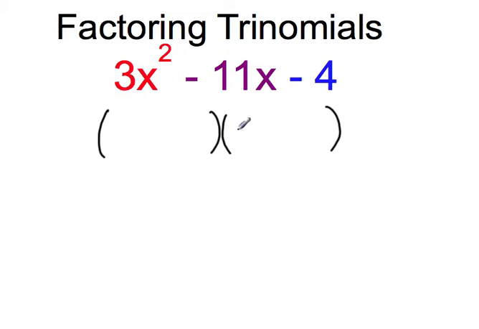Alright, so we know that the first 2 terms in our binomials must multiply to 3x squared. Again, 3 being prime, this is a really nice setup. It has to be 3x and x. Now the last 2 have to multiply to give me negative 4, and again I have options here.